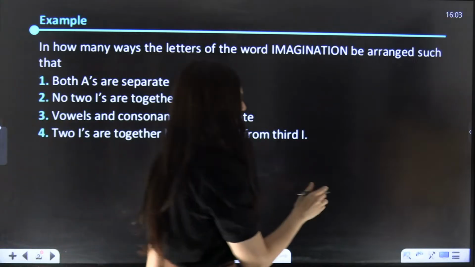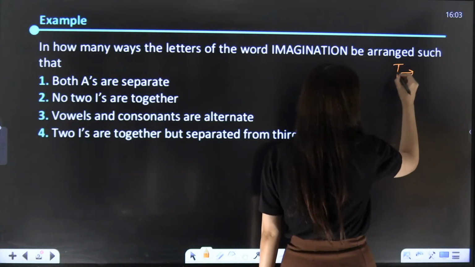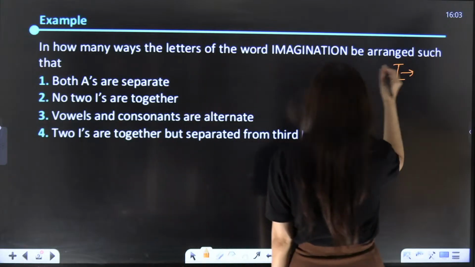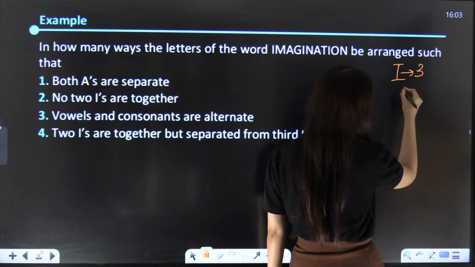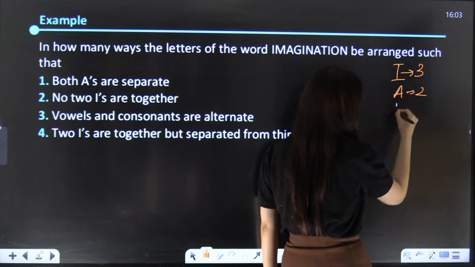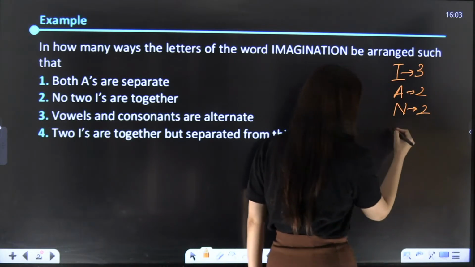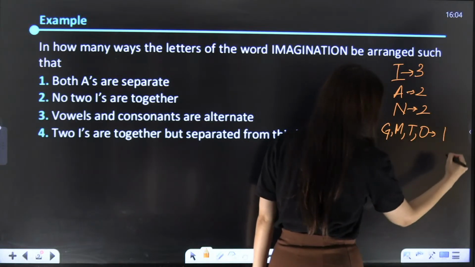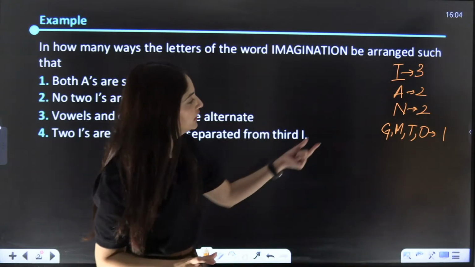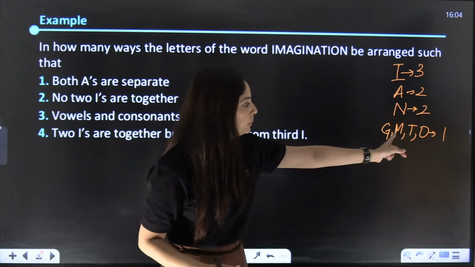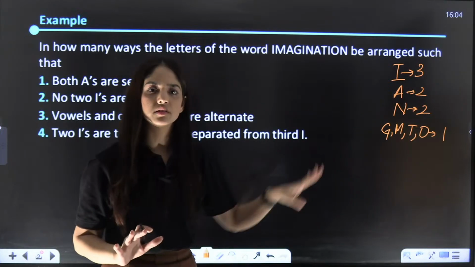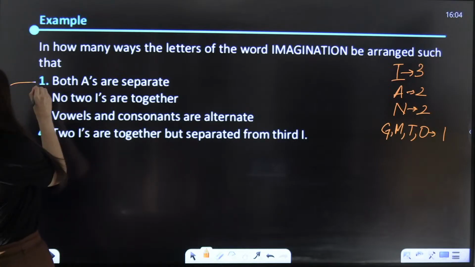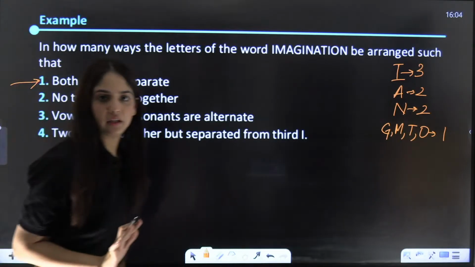If you guys need this, we'll do this again. But because I remember from the last time, and I'm sure you do too, to some extent, we have 3 I's, 2 A's, 2 N's, and the rest were 1 E, G, M, T, O, 1 each. Right? So 3 plus 4, 7 plus 4, 11. We had total 11 letters. This is what the count was for the word. Now, we need the condition when both A's are separate.